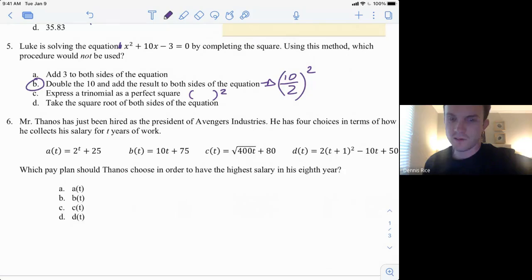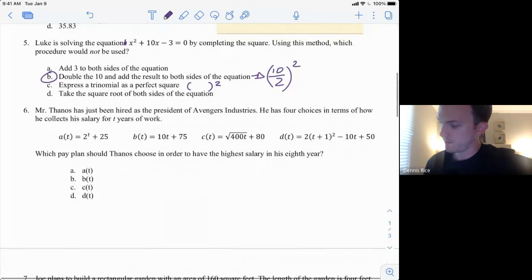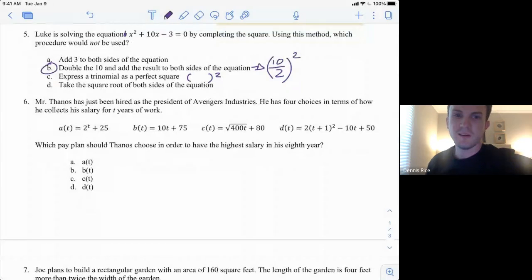Mr. Thanos has just been hired as the president of Avengers Industries. He has 4 choices in terms of how he collects his salary for 2 years. Which plan should he choose in order to have the highest salary in his 8th year? So which choice will give him the highest salary in year 8? Take a minute or so to read this question.